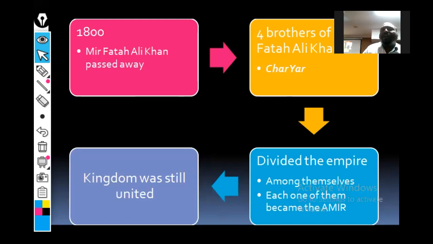So what happens? He has four brothers, who are named the Char Yar. These four brothers divided the Baluchi and Sindh provinces into four parts. Once they divided, they became emirs of each part. But all four brothers, the Char Yars, the four emirs, were united together. Though they had their own land, they were still biological brothers. They were united. The kingdom of this Talpura clan was united.